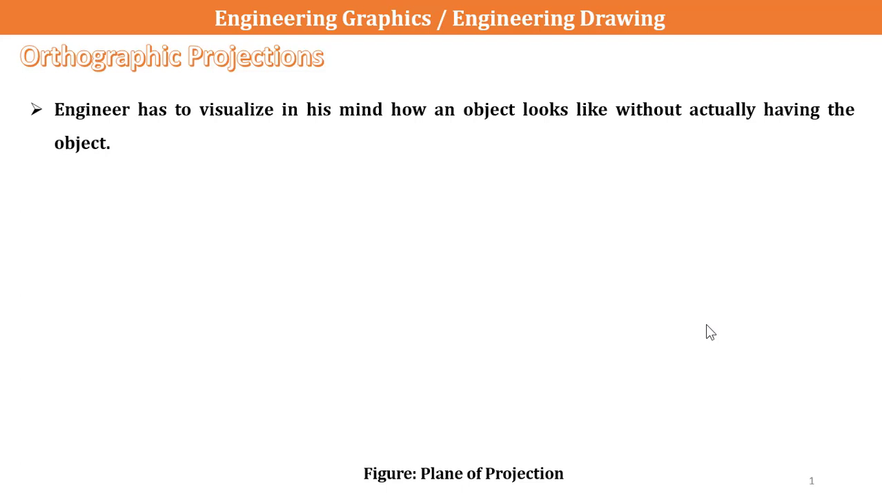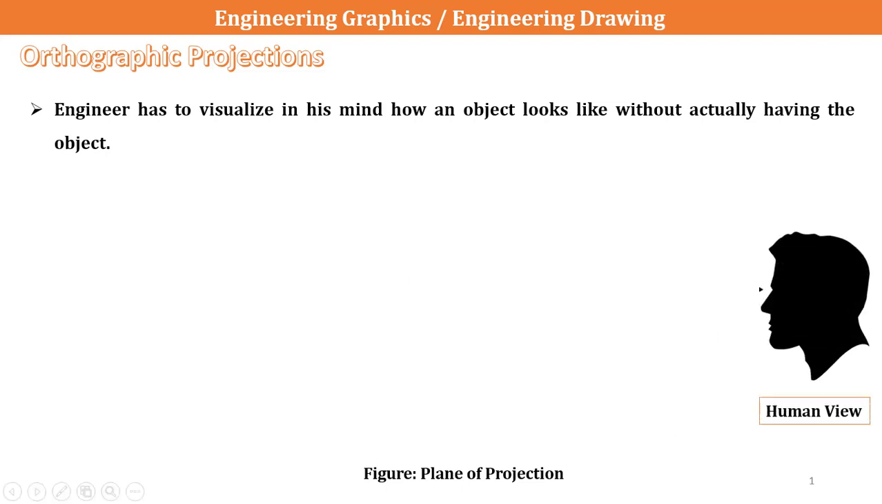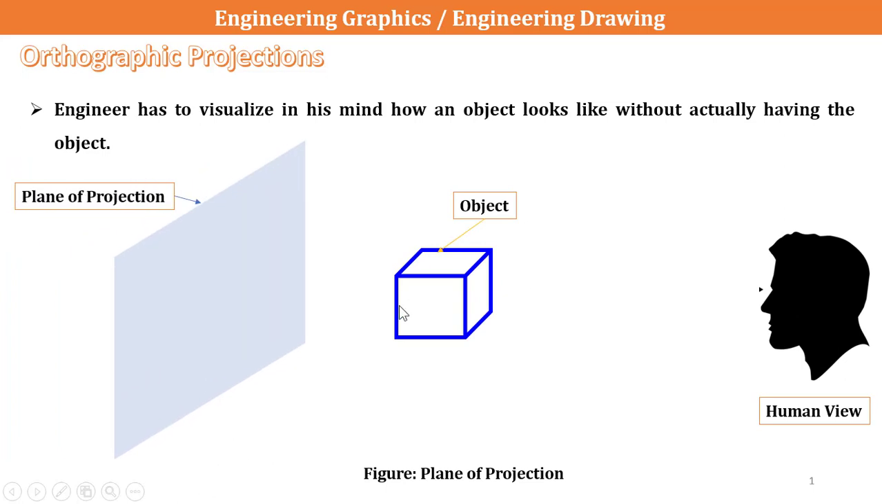Let me take a simple example and explain. A person is going to see an object, and the views of this object are going to fall on one particular plane, any plane. Let's say there is some distance from the object to the plane, and the human is also viewing from a certain distance, because if the object is very small, he can hold it very close to his eye. Since the object is somewhat bigger, he cannot visualize it properly when holding it near the eyes, so there is some certain distance.